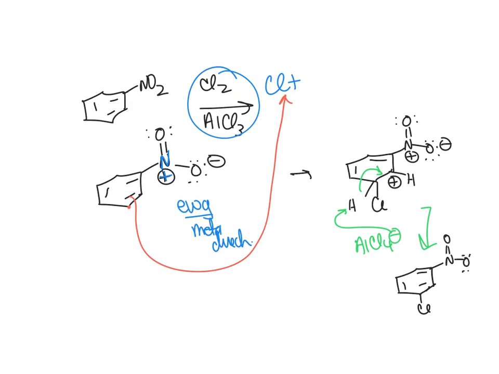Now, let's look at resonance structures here. You might want to redraw your sigma complex. You push your electrons here, and then you redraw.